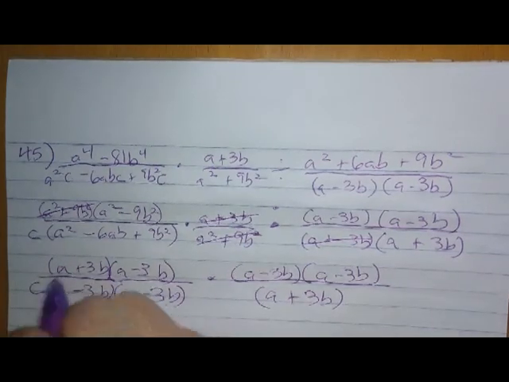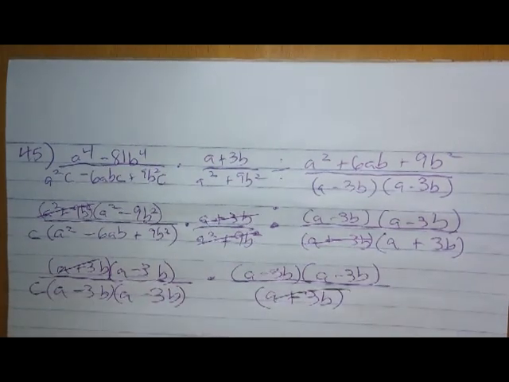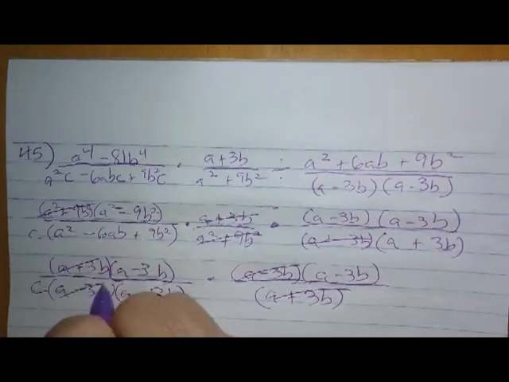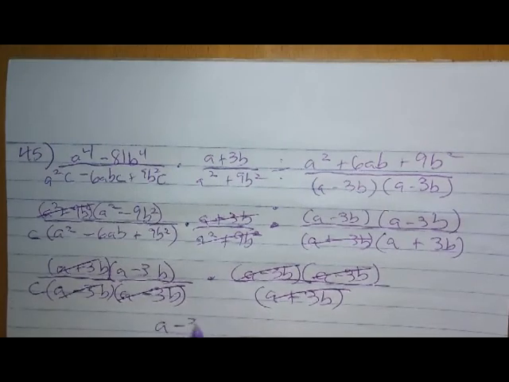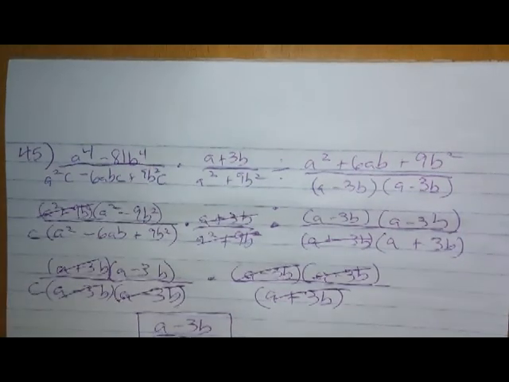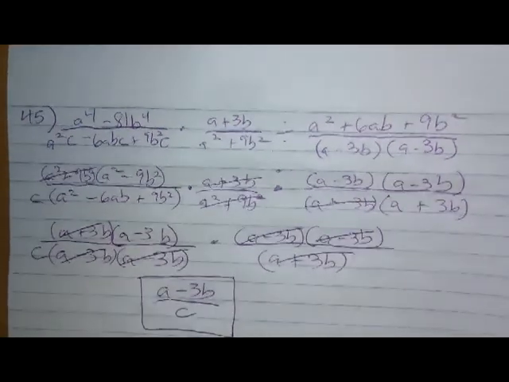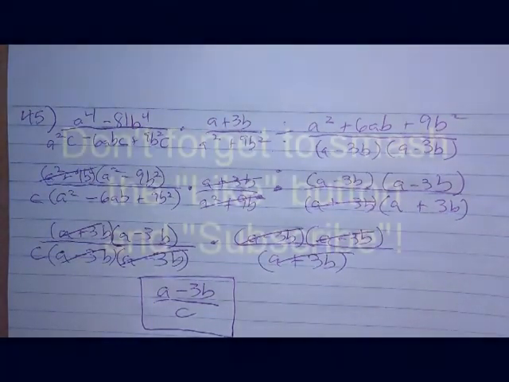Okay, so the a plus 3b's cancel. a minus 3b, a minus 3b. So we are left with a minus 3b over c. Okay, hope that helped. If I screwed up on any one of these problems, let me know, and then I'll try it again. Okay, I'll see you in the next one.